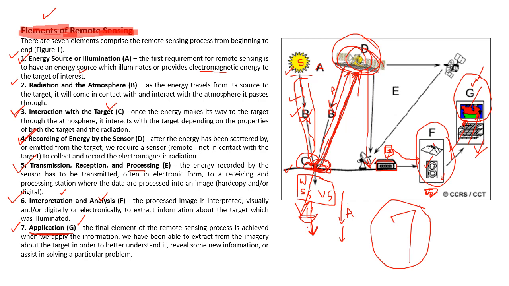And you just have to have an idea that these are the seven elements. You start naturally from the sun, then energy interaction with the atmosphere, then interaction with the surface, then reception, I mean the sensing, then the transmission, and after transmission, the interpretation and analysis here in this part, F, then finally, the application. So these are the elements of remote sensing.